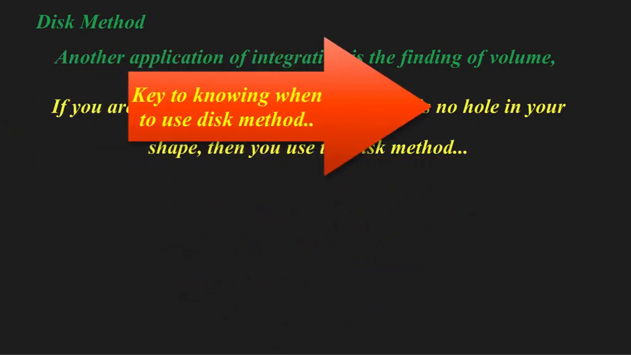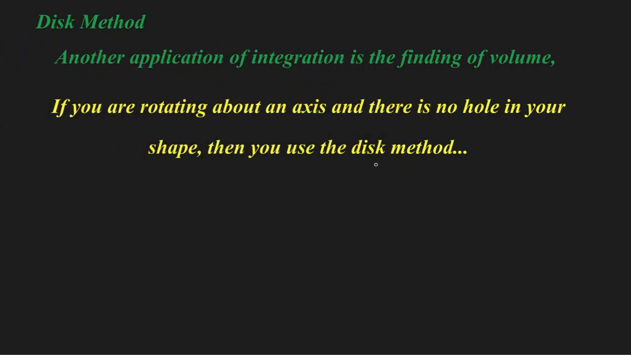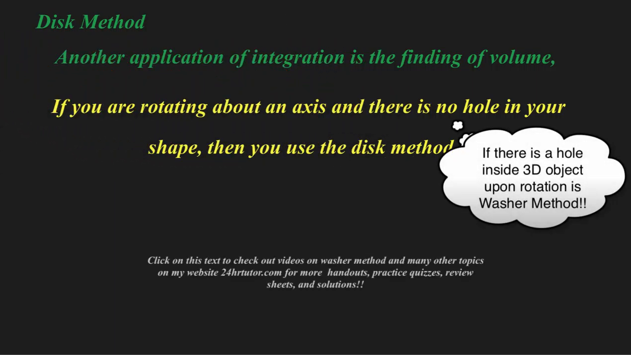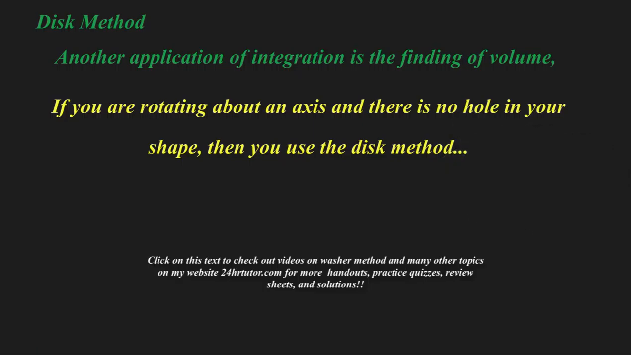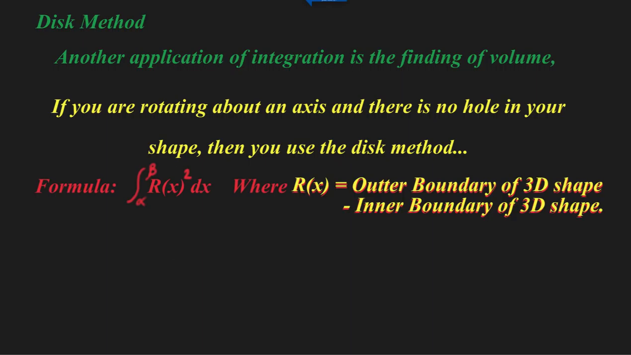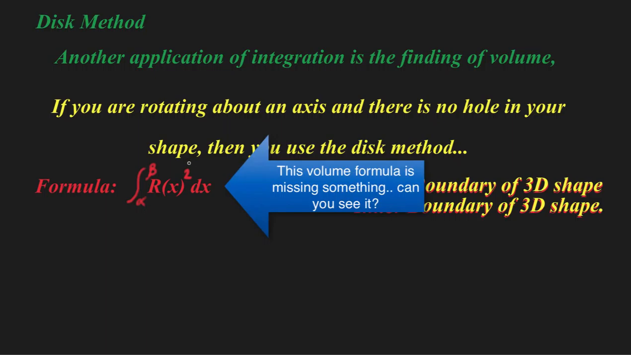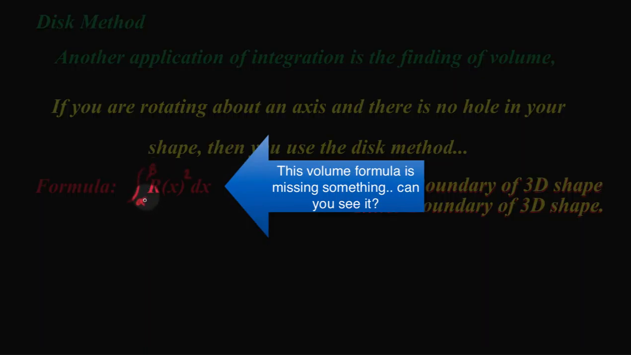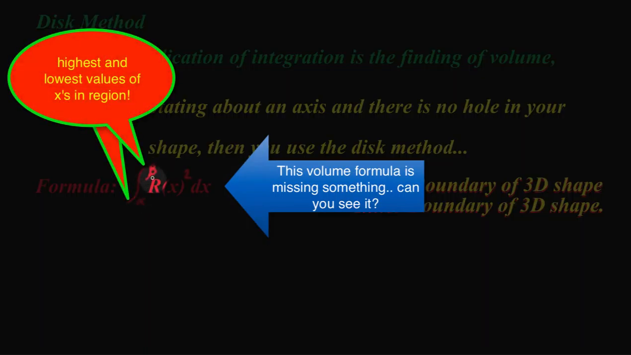All right, so when you're rotating about an axis and there's no hole, then you're going to use the disk method. Okay, if there's a hole, you're going to use something called the washer method, and that has its own video. Don't worry about that. We're just getting started. So whether we're rotating about the X or the Y axis, we're going to be applying some version of this formula where you integrate from the intersection points of your region that form your region.